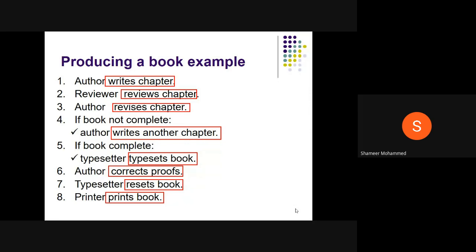Now, by taking this one, you have to start the diagram. How will you start? First with the symbol circle. What is the first activity? See, writing a chapter. Connect them with the arrow mark. This is nothing but the start of an activity, writing the chapter. Next, after you write, you go for the next activity, review the chapter.